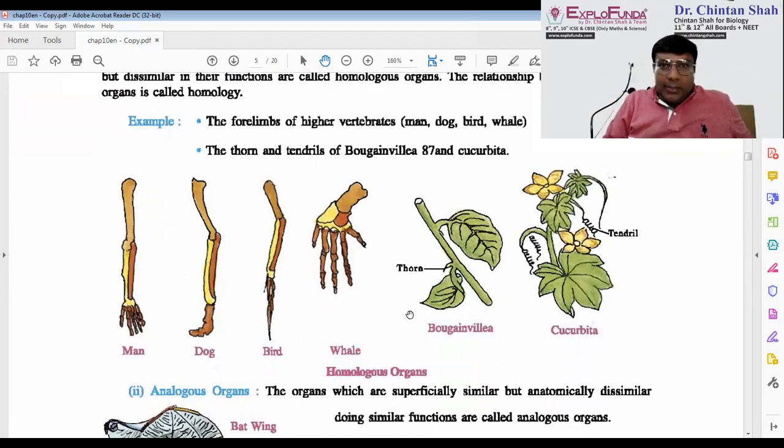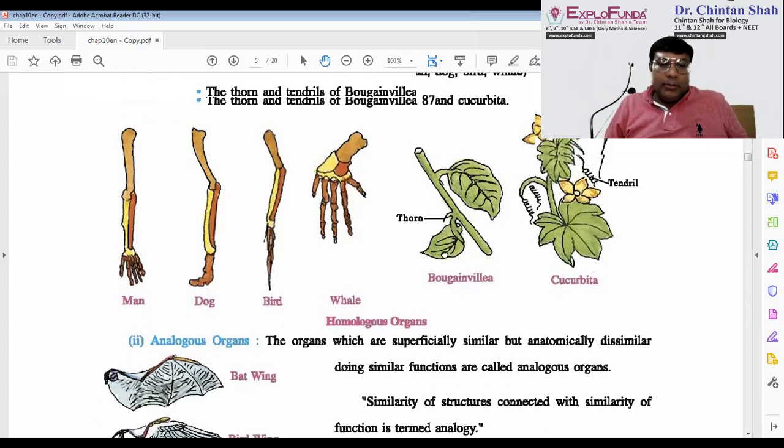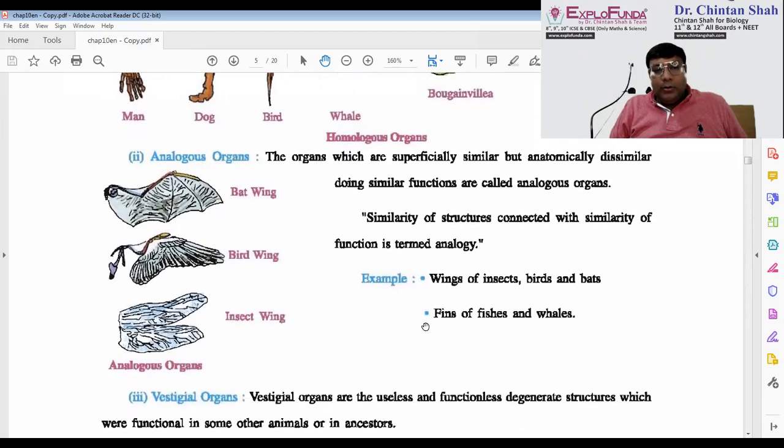Okay. And this was done in the 10th. The bougainvillea has a thorn. The thorn arises from the stem. The stem is the same structure which will give rise to a stem tendril also. But the functions are different, because in cucurbita the tendril helps in climbing, and in bougainvillea the thorn gives protection. So the function is a different one. Yes or no?